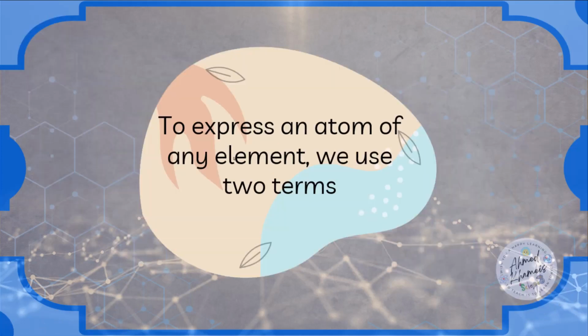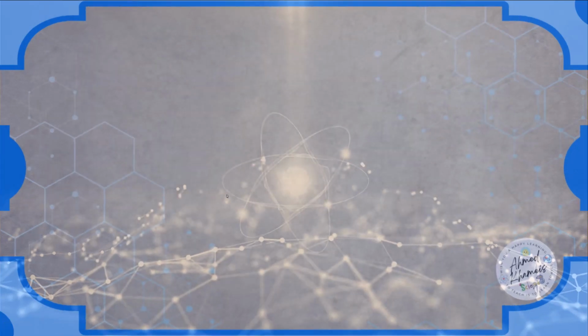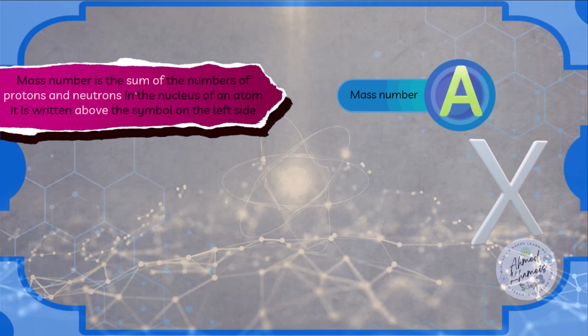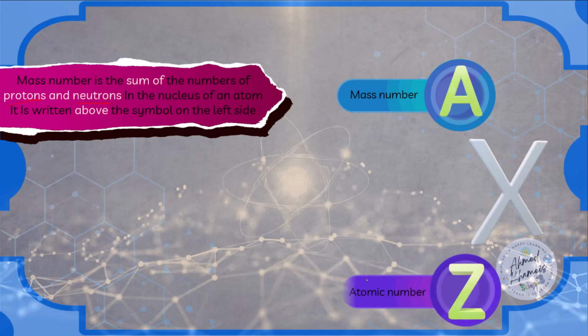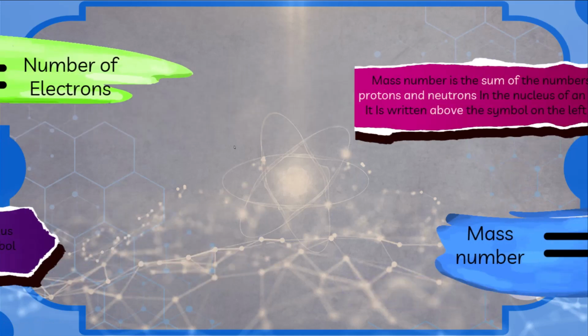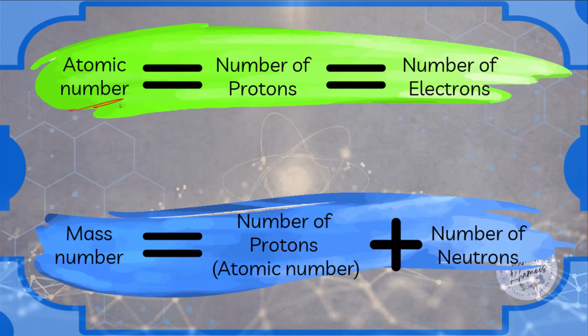So how can we express an atom? We use two terms. The mass number, which is the sum of protons and neutrons, and we write it above the symbol. Second, we have the atomic number, which is the number of protons, and we write it below the symbol. So the atomic number equals the number of protons and also equals the number of electrons, and the mass number equals the number of protons plus the number of neutrons.